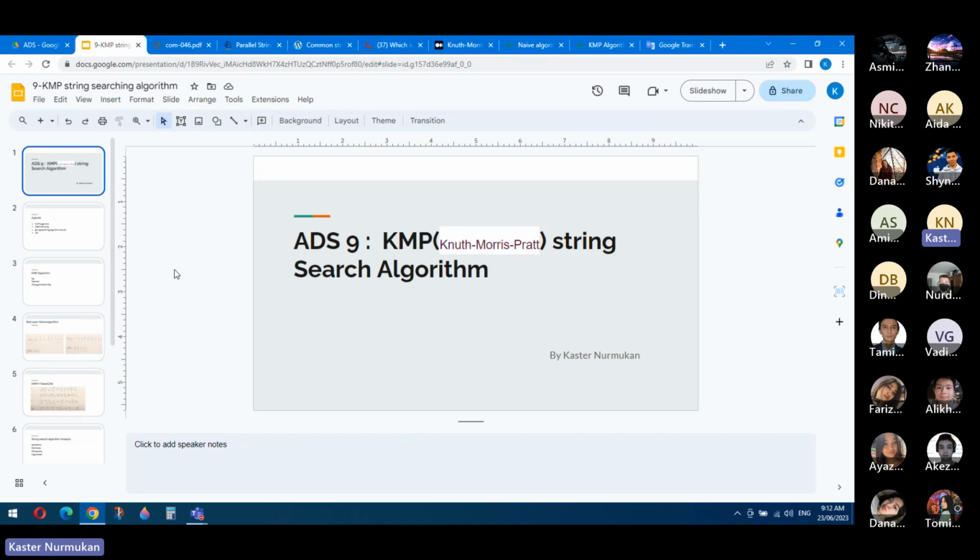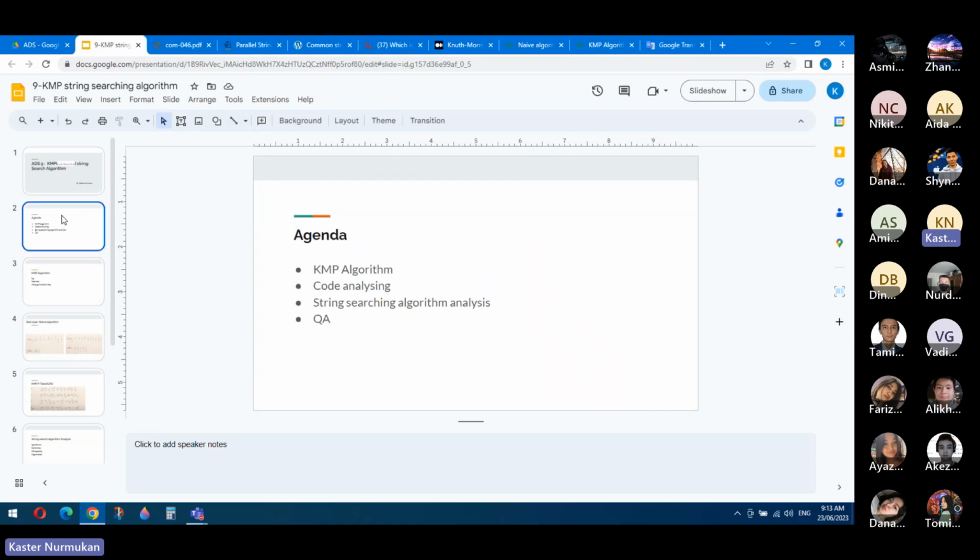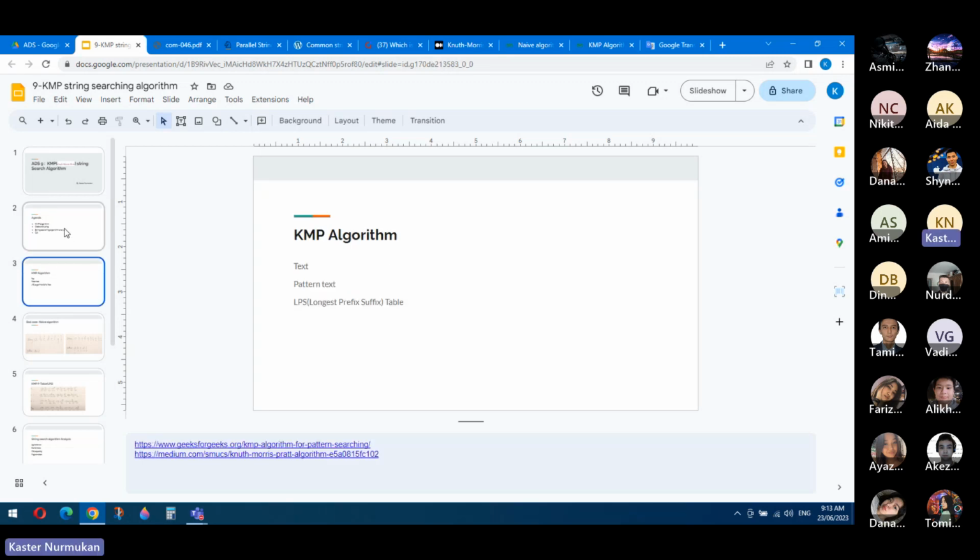The naive string algorithm, the brute force, takes n multiplied by m time, which is quadratic time complexity, so it is a bad one. We try to improve performance. That's the reason we are going to learn the KMP algorithm. KMP is another option we can use for searching, because it gives a better result, m plus n time complexity. Okay, so let's start from the problem.